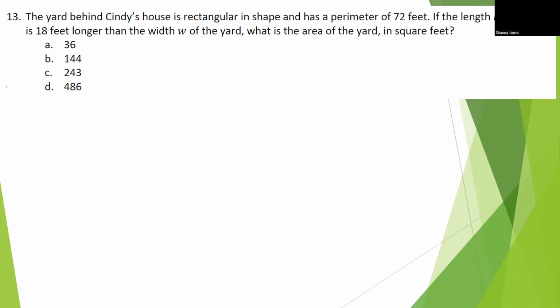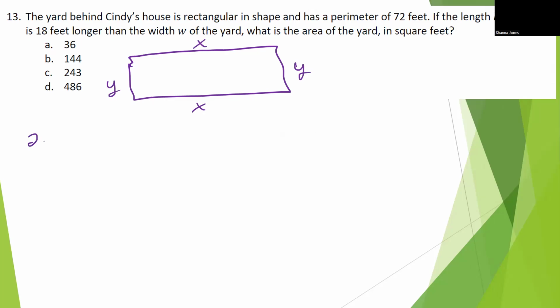All right, so let's talk about 13. For 13, you have a rectangle. You know that the perimeter of the rectangle is 72. Perimeter means that you have X and Y and X and Y. All together, your 2 X's plus your 2 Y's has to equal 72. Then it says, if the length L of your yard is 18 longer than the width of your yard, what is the area of the yard? Well, we know Y is our X plus 18. Does that make sense?